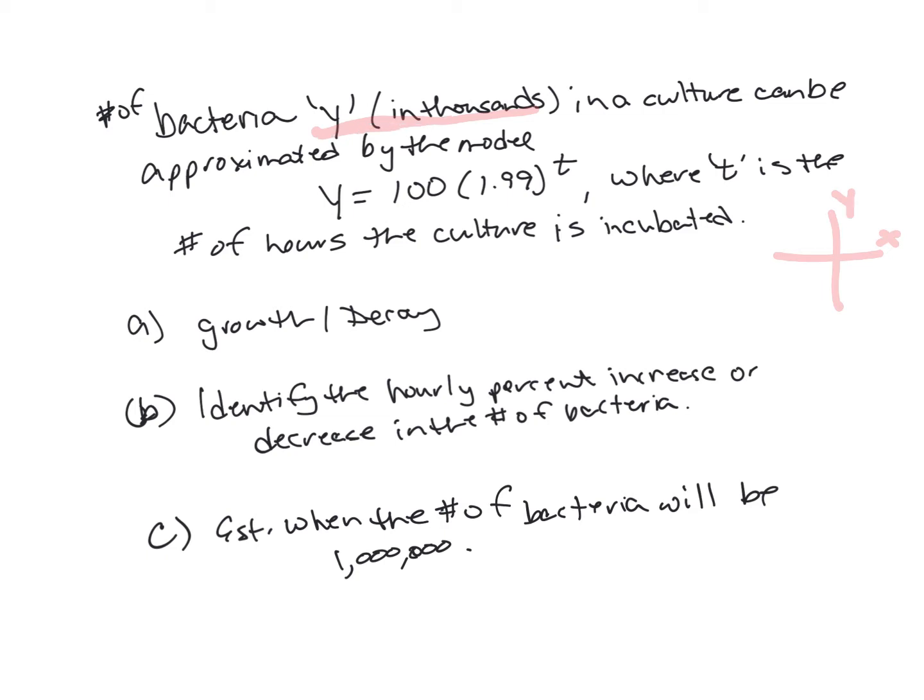So Y is in thousands, and the culture can be approximated by, here's my equation. What I see is that my variable is my exponent. So this is going to be an exponential graph, right? It's an exponential graph because my variable is an exponent. And then they're telling me t is the number of hours. So t is my x and Y is in thousands. So it's telling me I could graph this.